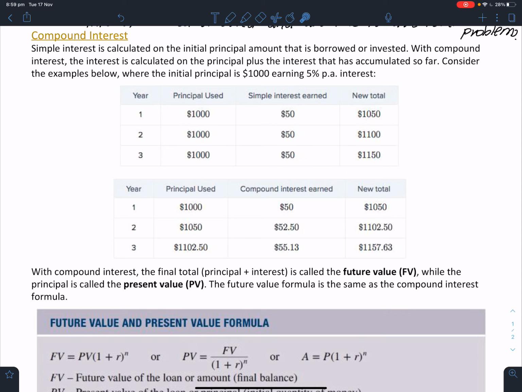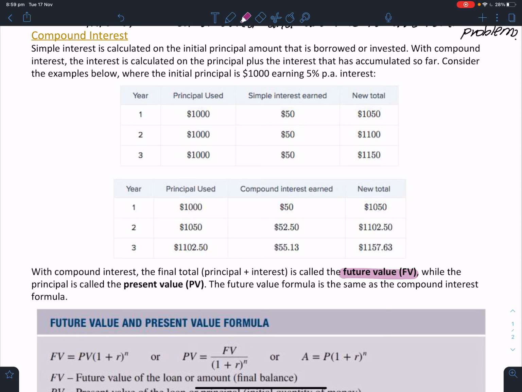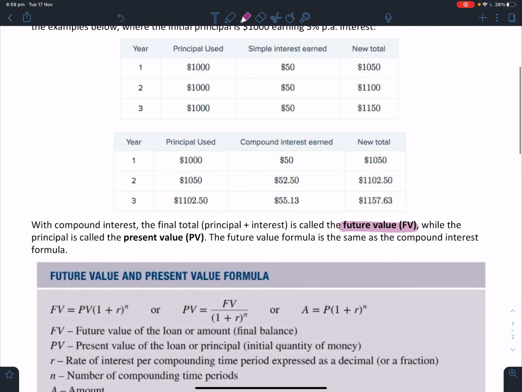So when we're calculating compound interest, we are finding the future value. You're finding future value, and the principal, what you invest at the beginning or what you borrow at the beginning, is known as the present value. And they're the two abbreviations that are used in the formula.